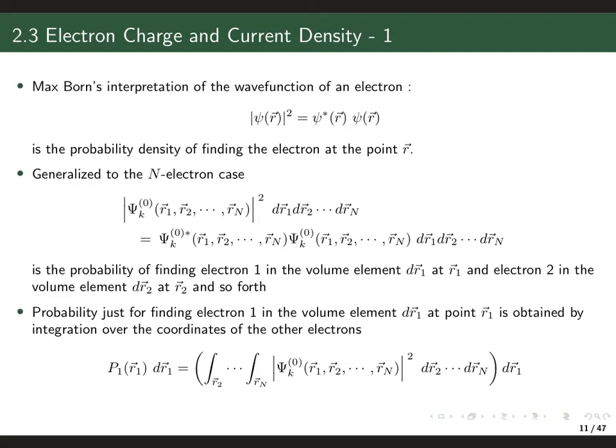Video 5 of the master course Quantum Chemistry of Molecular Electromagnetic Properties. The topic of this lecture is the electron charge and current density.